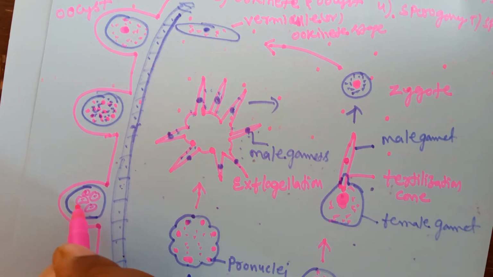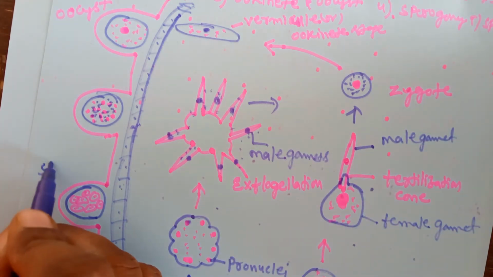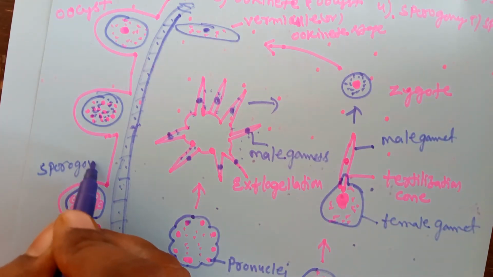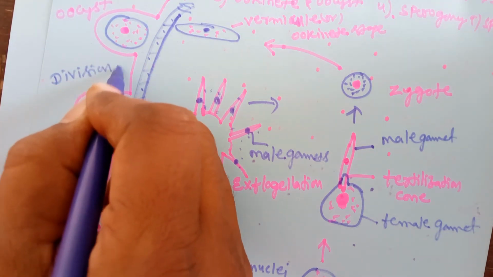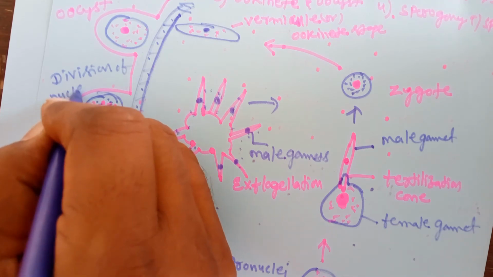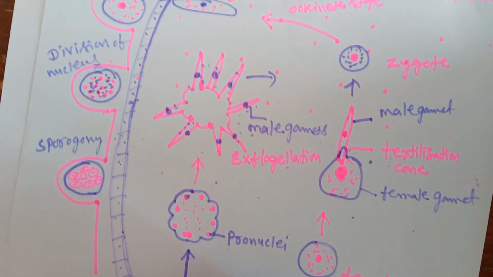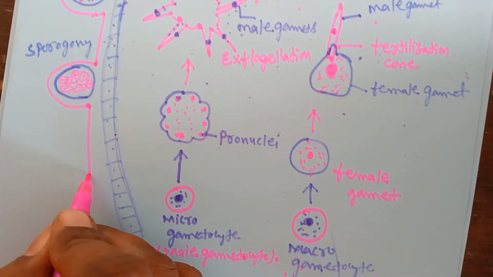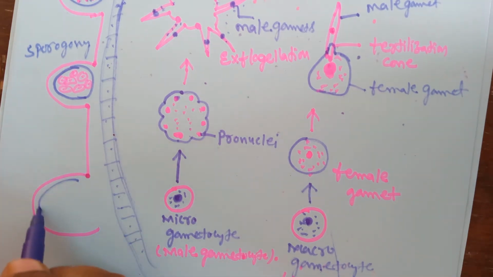Each and every nucleus can take the cytoplasm and form the new structure. The formation of sporozoites inside the oocyst is called sporogony, the fourth stage. There is a division of nucleus, so the formation of sporozoites occurs in the sporogony stage.